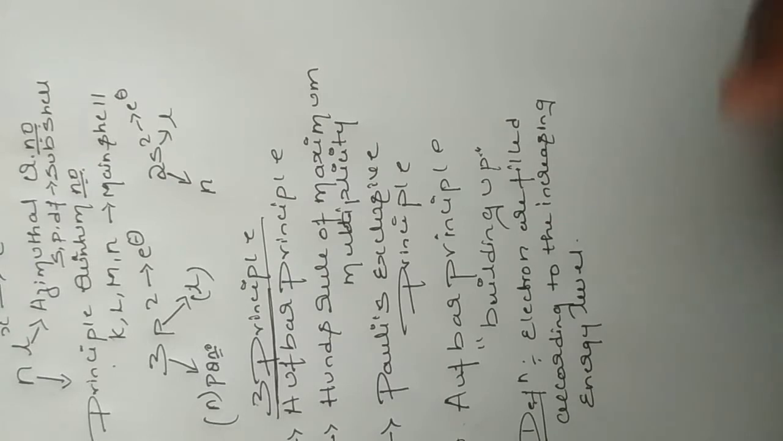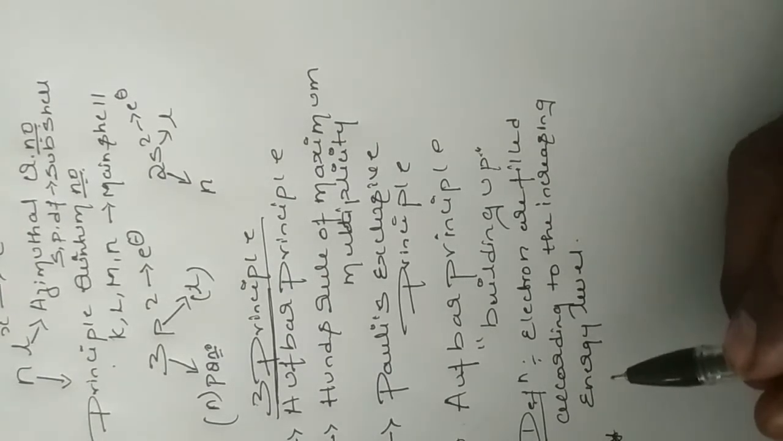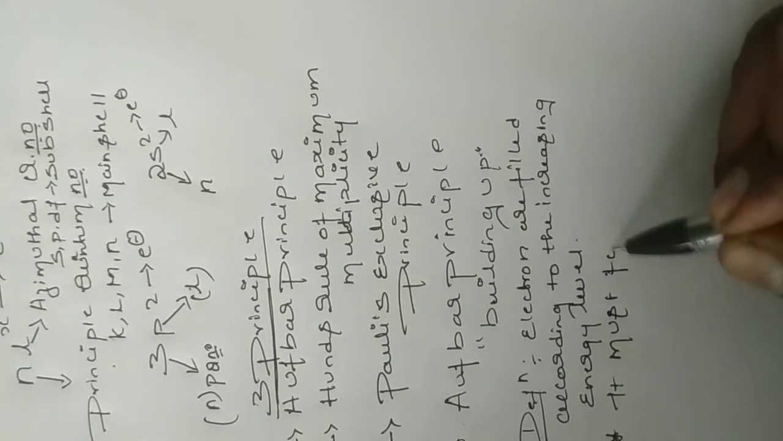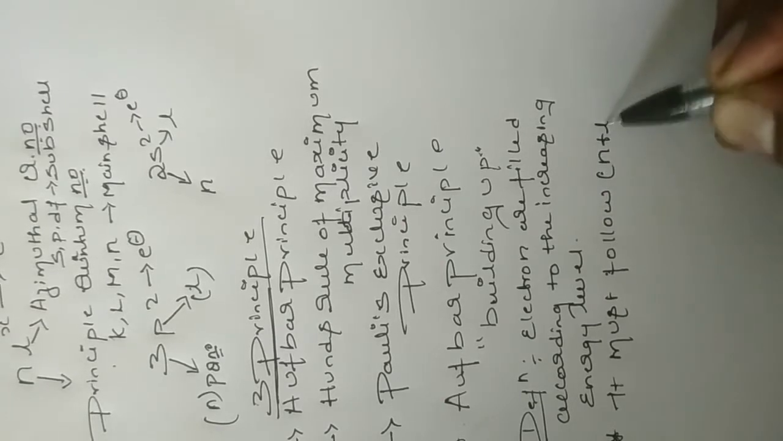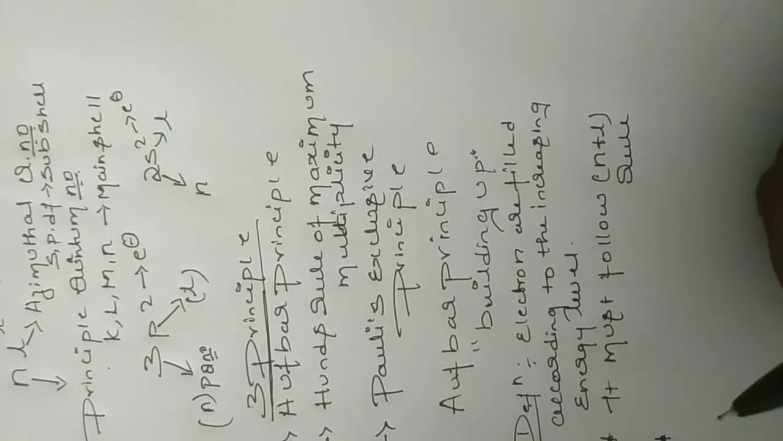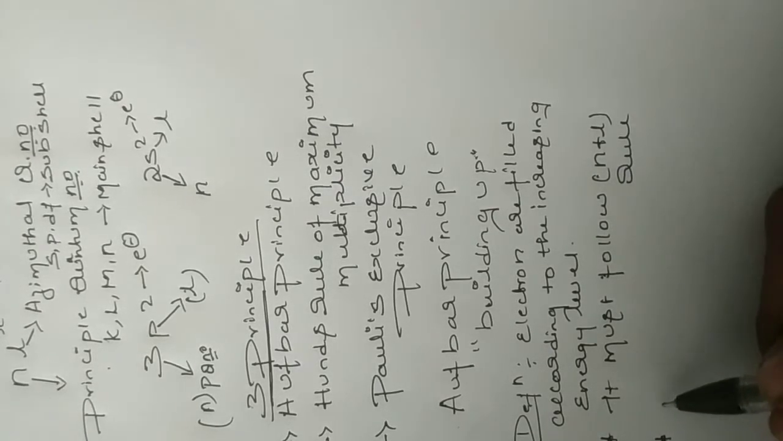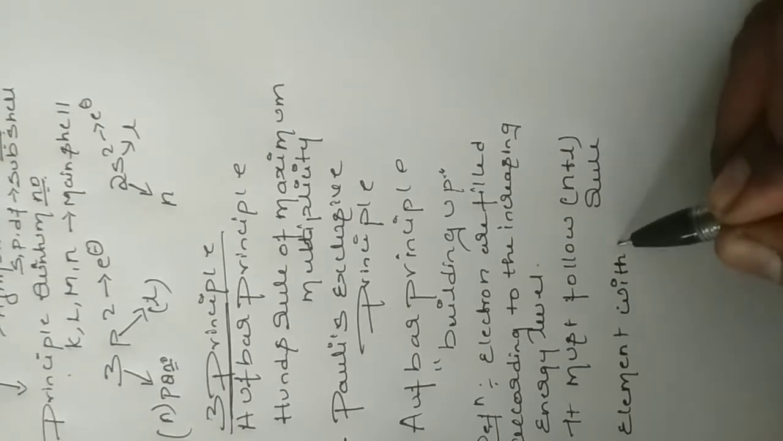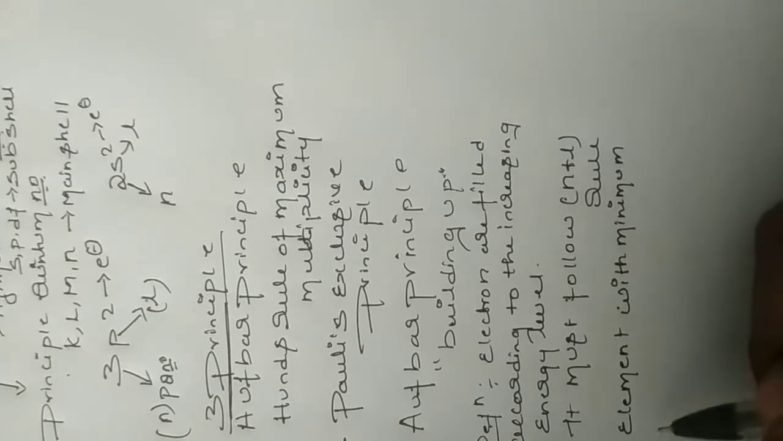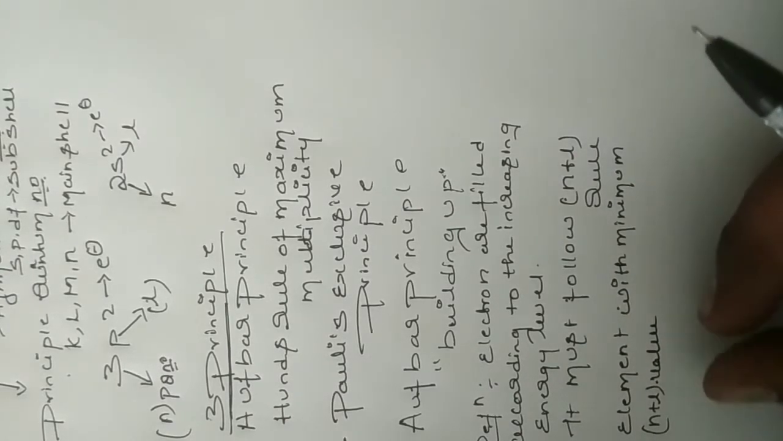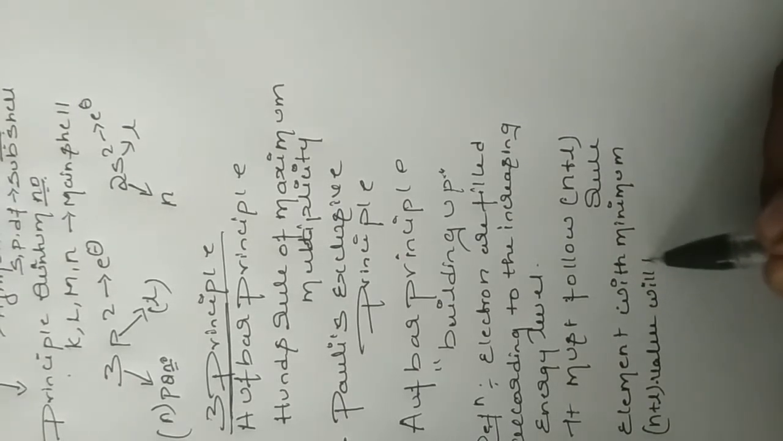Next, the significance: it must follow the n+l rule. Elements with the minimum n+l value will be filled first, as already explained in the previous class while explaining the chart. Element with the minimum n+l value will be filled first.